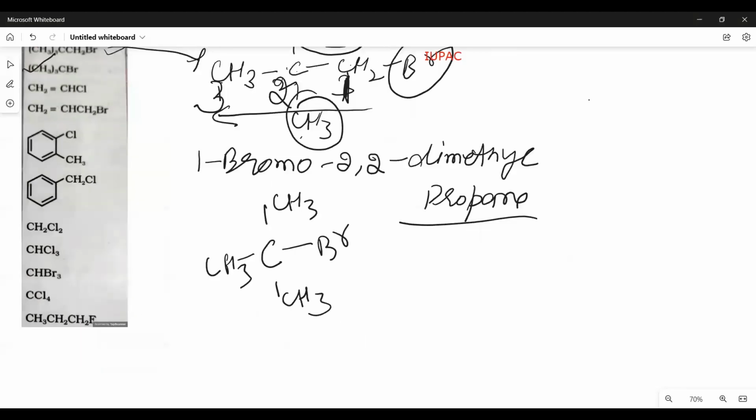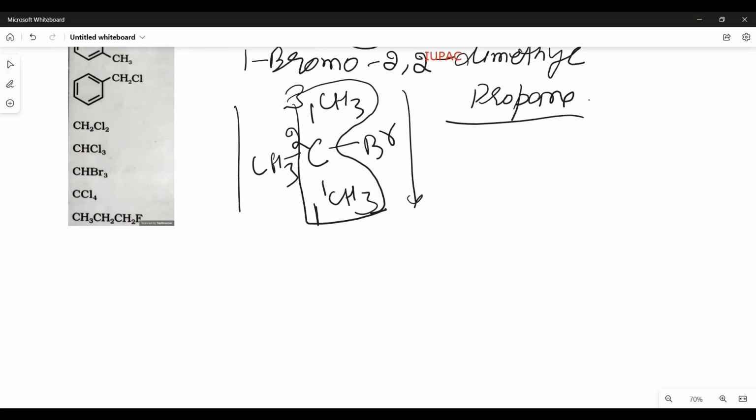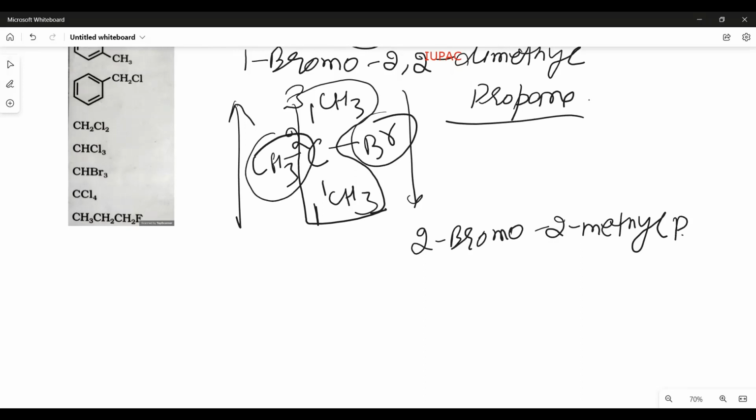See this molecule. From here two carbons will come, but if you see the molecule this way, 3 carbons will come, so 1, 2 and 3. So 2 + 2: if you start from here it is 2 + 2, and if you start from here it is also 2 + 2. So it will become 2-bromo. Bromo comes first alphabetically: 2-bromo-2-methylpropane. So if you do the right presentation of the molecule, then you can do it by yourself.